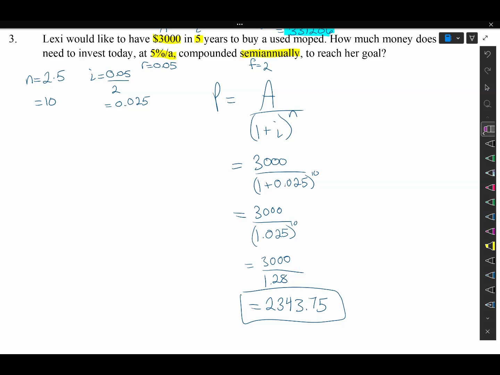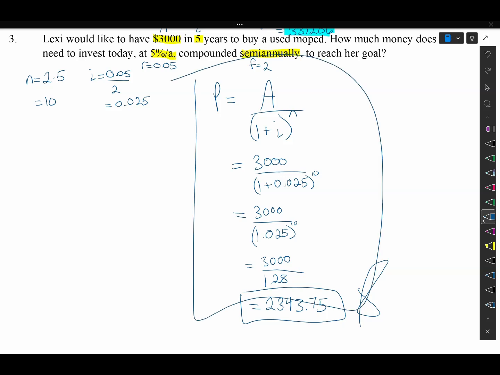Does this answer make sense? Yes, it's less than $3,000. We're expecting our money to go up if we're investing it. Is it worth it? Well, that depends. If you have $2,343.75 available to you that you do not need to spend in the next 5 years so that it can grow in value, absolutely it's worth it. If you don't have that available to you, it's not worth it. But either way, I'm hoping that you feel a little bit more comfortable using our different frequencies to perform these calculations as we work through. Nice work.